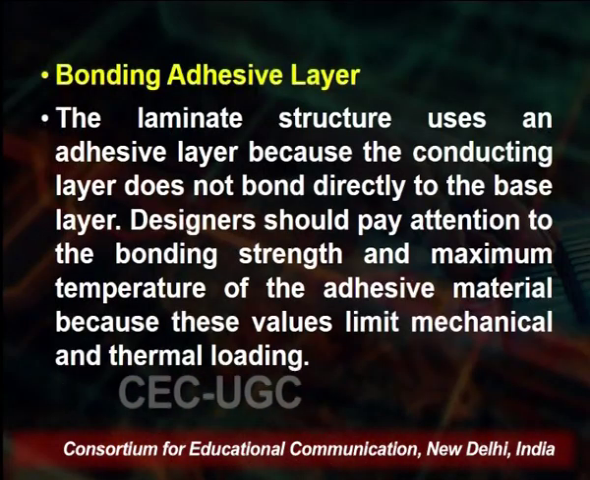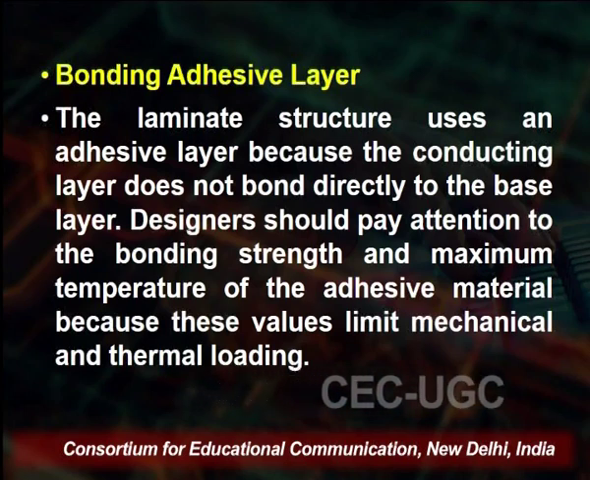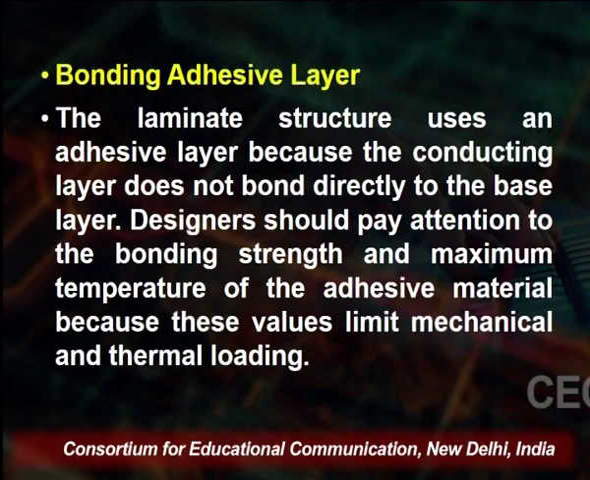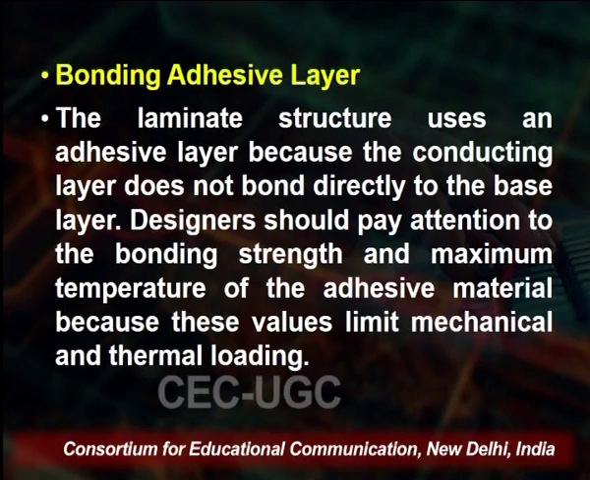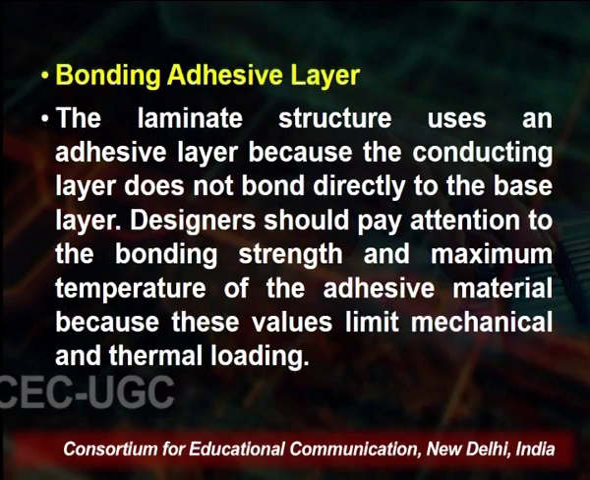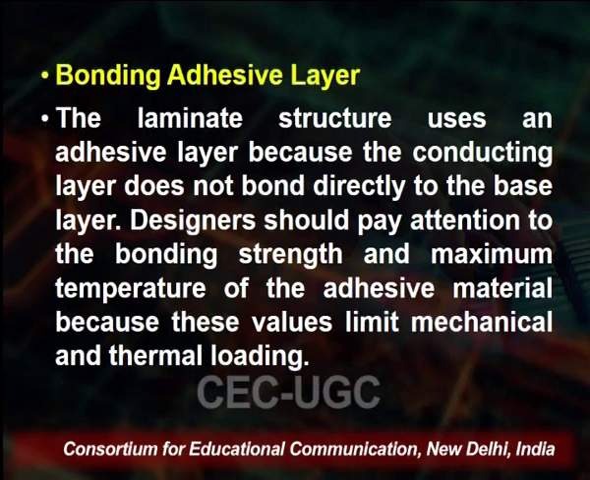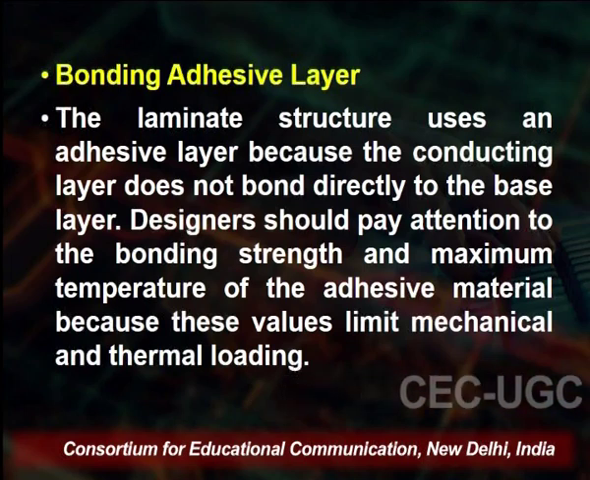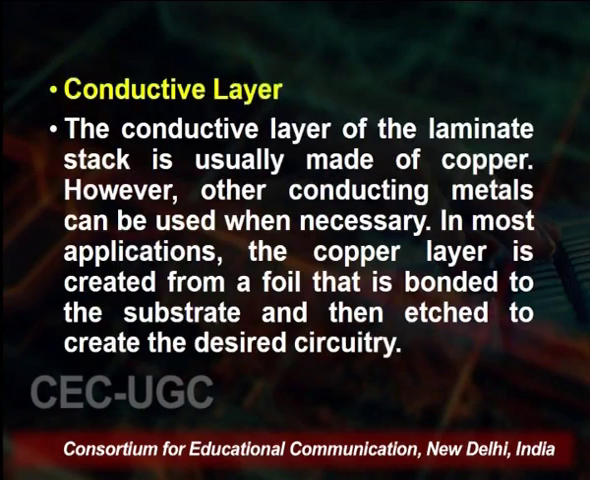Another type of layer is the bonding adhesive layer. This laminate structure uses an adhesive layer because the conductive layer does not bond directly to the base layer, so we use the adhesive layer. Designers should pay attention to the bonding strength and the maximum temperature of the adhesive material because these values limit the mechanical and thermal properties. So, another layer is the conductive layer.